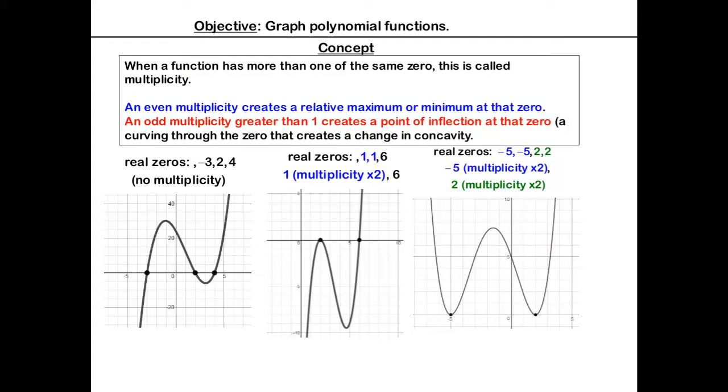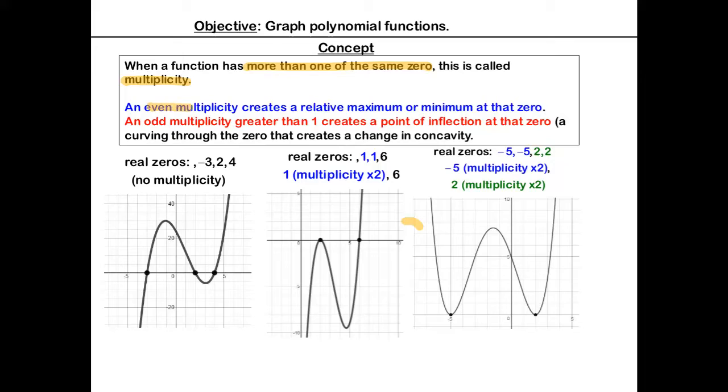So multiplicity, let me take out my highlighter. Multiplicity is when a function has more than one of the same zero. So this is called multiplicity. In the last unit we saw that zeros are where it crosses the x-axis. Those represent solutions to your polynomial function, okay? So if you have multiple solutions of the same value, that's called multiplicity.